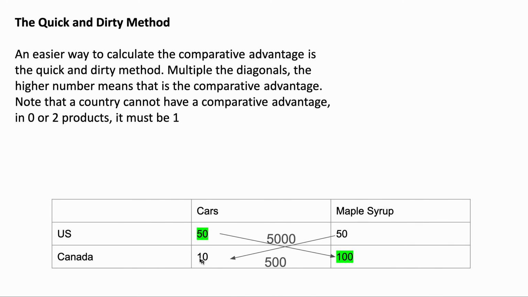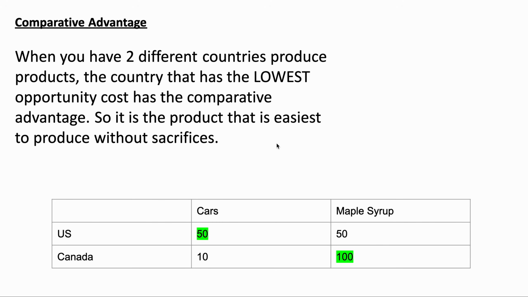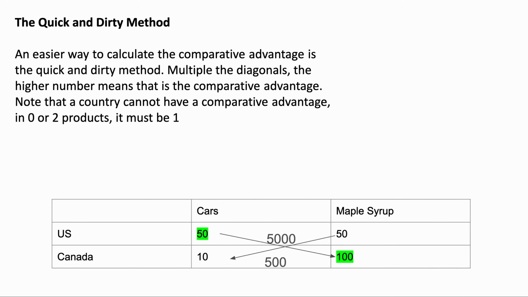So now let's find an easier way to actually solve this. I and many others call it the quick and dirty method. It's basically an easier way of finding the comparative advantage without all this complicated stuff. So the way we do it is by multiplying the diagonals and seeing what number is bigger. So let's actually try that.